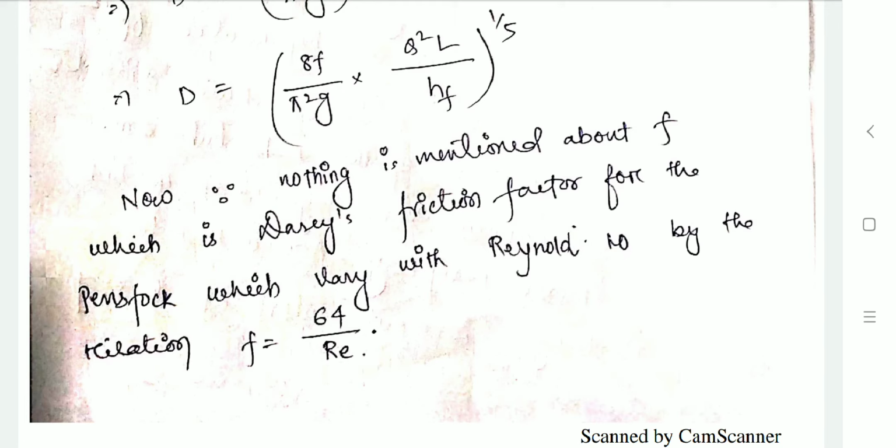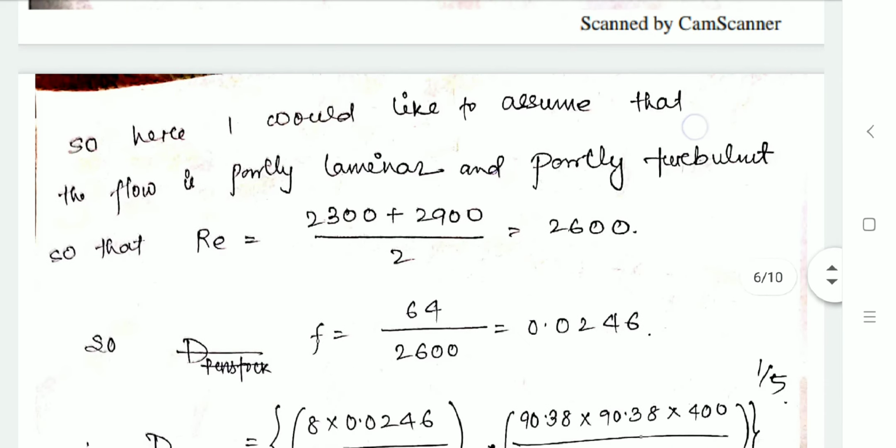Now what the Reynolds number will be depends on the type of flow. So here I assume that the flow is partly laminar and partly turbulent. So I take the average of the two Reynolds numbers 2300 and 2900, which is 2600. So it is completely an assumption, since nothing is mentioned about the type of material and what the friction factor will be. So here I assume this. So Darcy's friction factor comes out to be 0.0246.